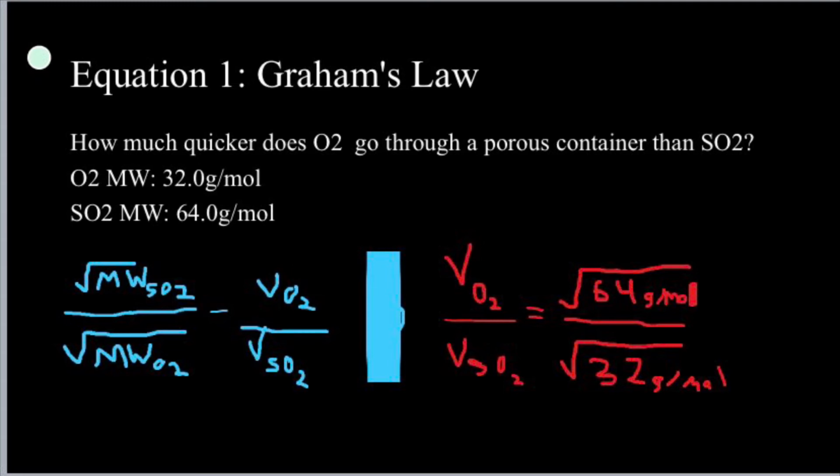Continuing, the red part that you will see on the slideshow is the next stage of our equation. The volume of O2 over the volume of SO2 equals the square root of 64 grams per mole over the square root of 32 grams per mole.